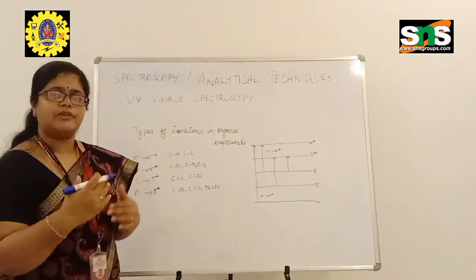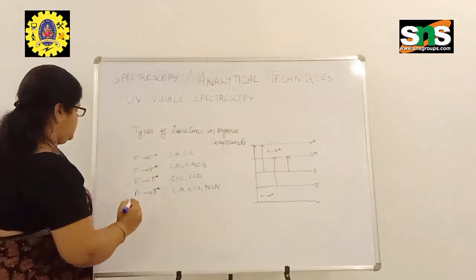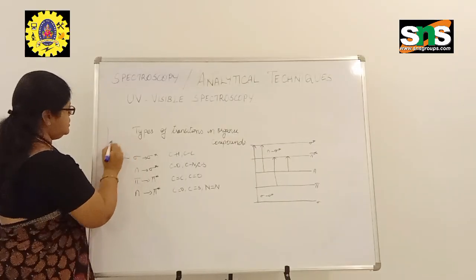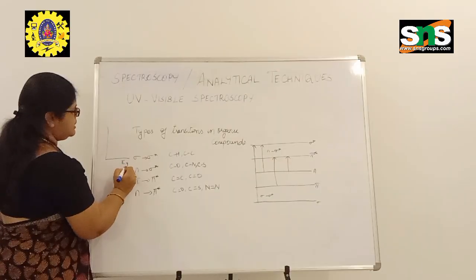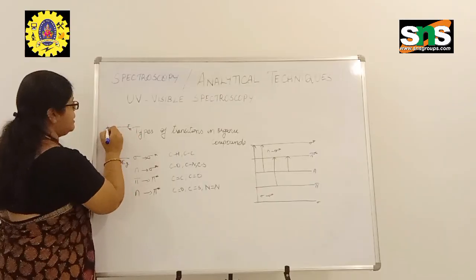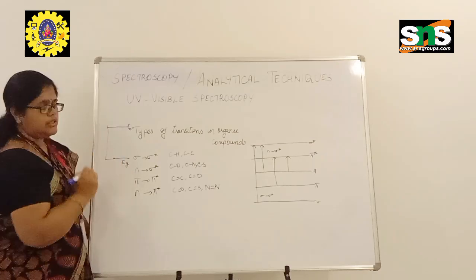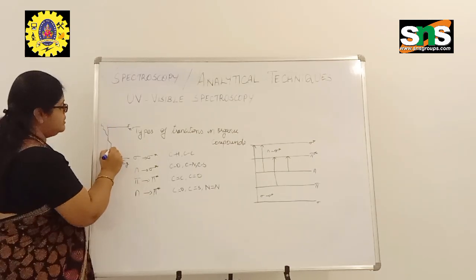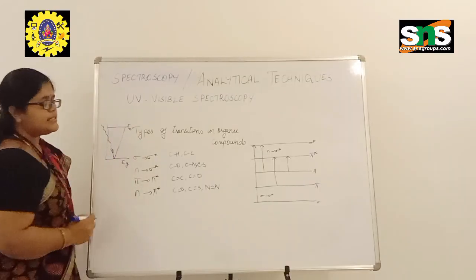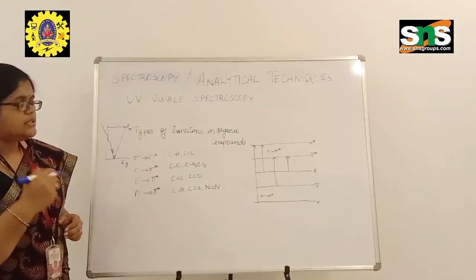So there are different types of transition. What is this transition? It is of the electrons. This is the ground state, represented by Eg, and this is the excited state, represented by Ee. What will happen? The electron present in the ground state is hit by the radiation, h nu, and is transmitted to the excited level, Ee. This is the transition.